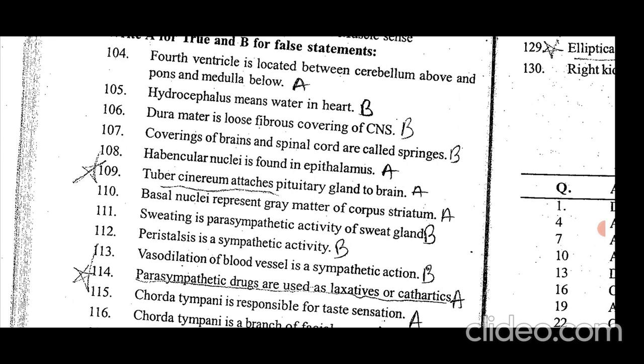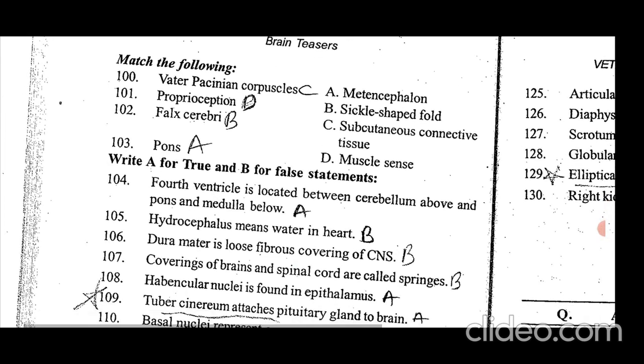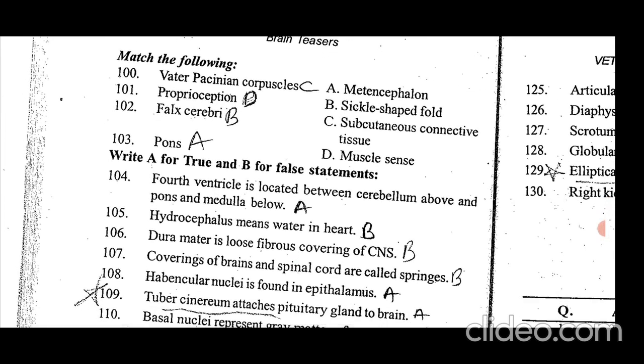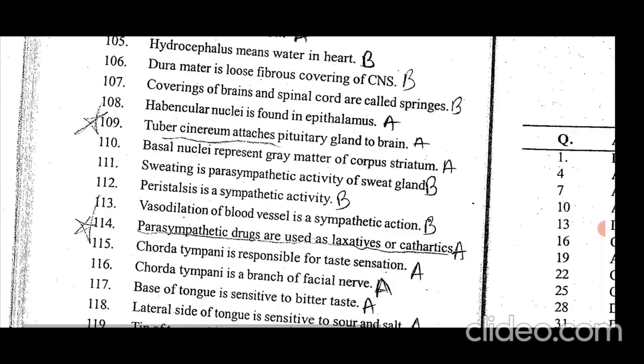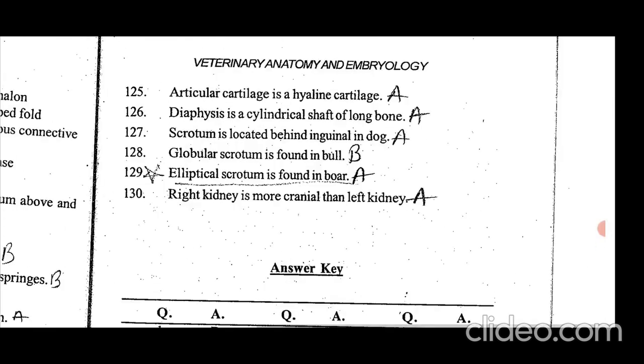The pituitary gland is attached to the brain by the tuber cinereum, and the fourth ventricle is between the cerebellum, pons, and medulla, and the pons is in the metencephalon. Muscle sense is proprioception. Falx cerebri is a sickle-shaped fold, and Vater-Pacinian corpuscles are in subcutaneous connective tissue. The nictitating membrane is a cartilage.